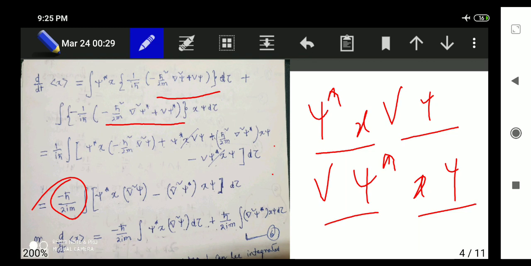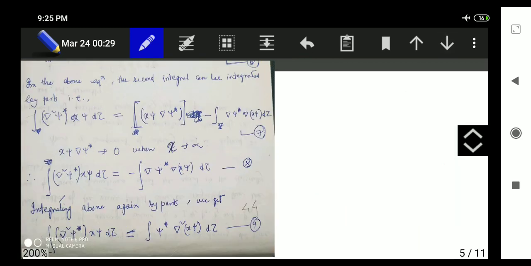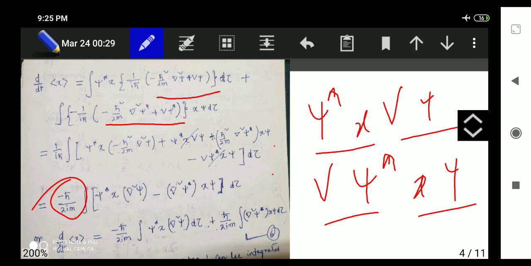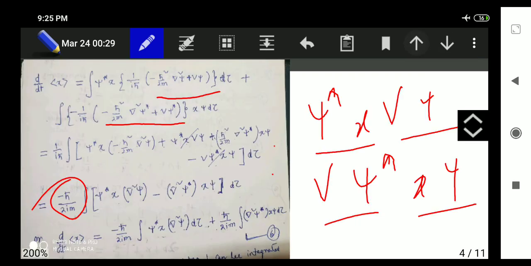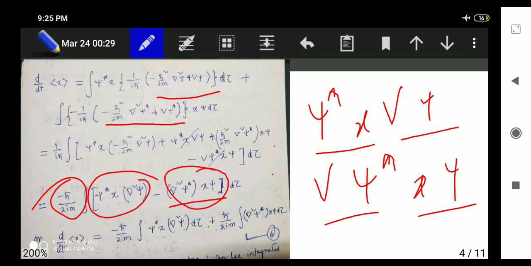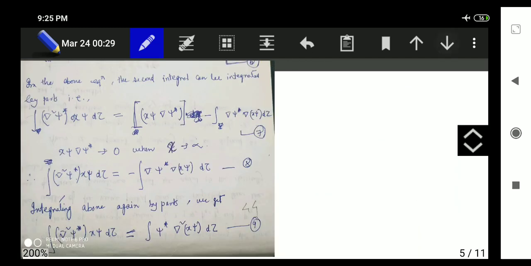now in the next step we'll see what we'll do. Let us take this term, del 2 psi star x psi. Its integration is now outside, this part differently, this part differently, and in between them we have a minus sign. So let us integrate one by one. Let us do del 2 psi star x psi integration. What we'll get, let us see.